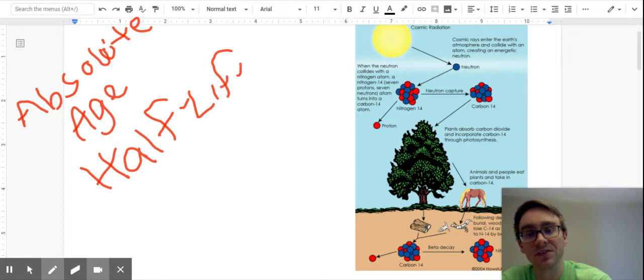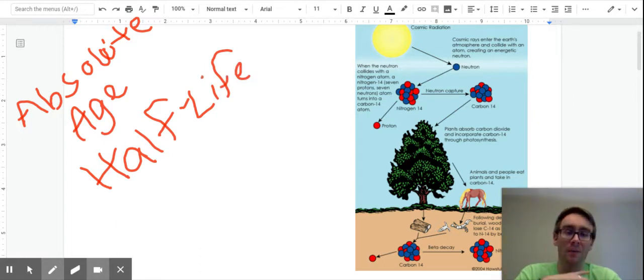Now, this is a physical science concept. And this concept is basically the amount of time it takes for half of a radioactive particle to decay. In the video, he calls them disappear. They don't disappear, they just turn into something else.